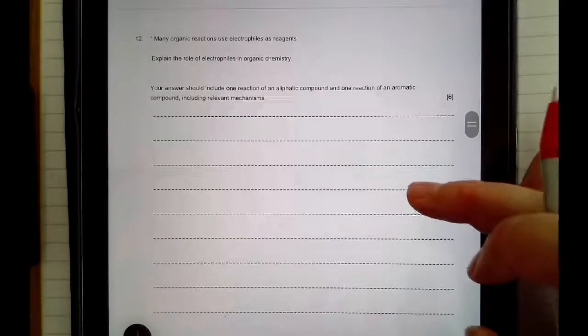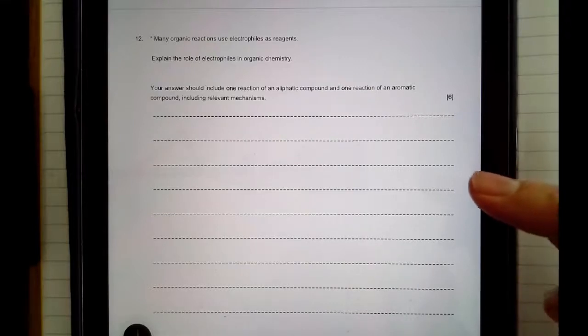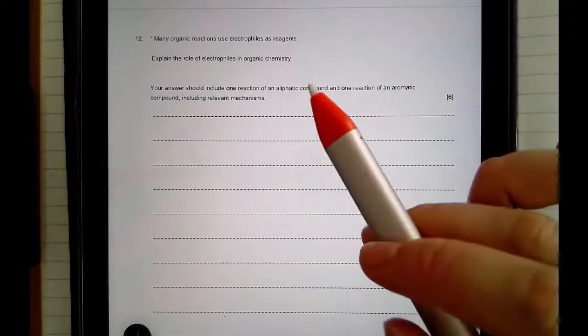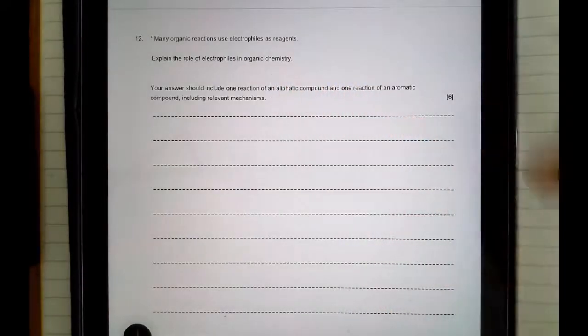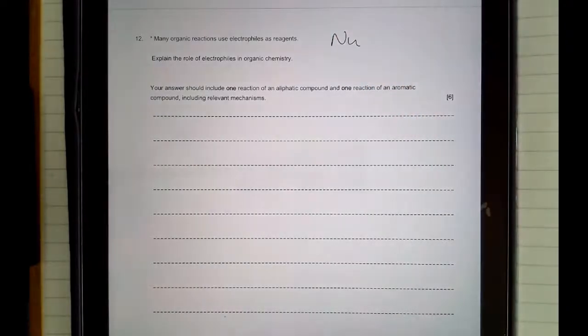The last question here is a 6 marker. And it's on electrophiles. It says many organic reactions use electrophiles. Explain the role of an electrophile in organic chemistry. So if you want to give examples of something reacting with an electrophile, you want to have a nucleophile. Okay, a nucleophile will react with an electrophile.